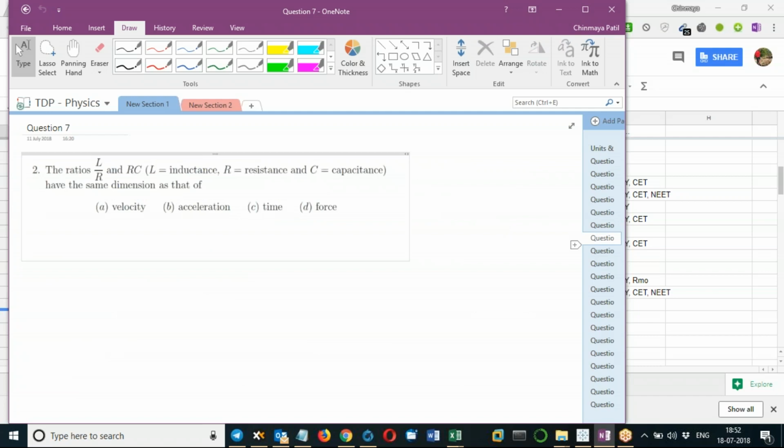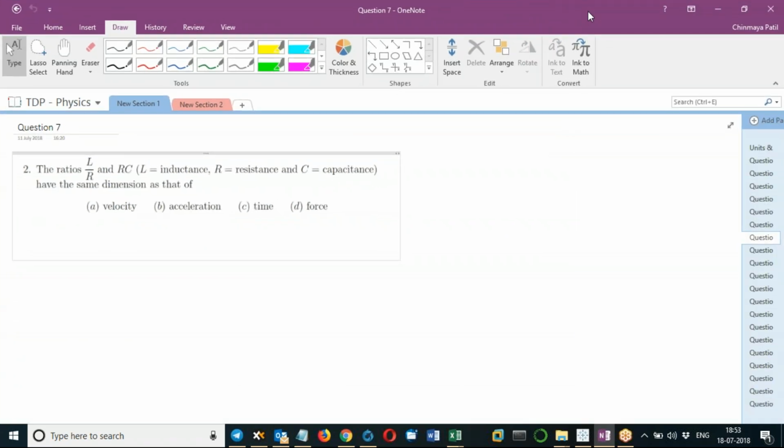In the next question, the question is that the ratio L by R and RC, where L is the inductance, R is the resistance, and C is capacitance, have the same dimension as that of which among these four? Velocity, acceleration, time, or force?